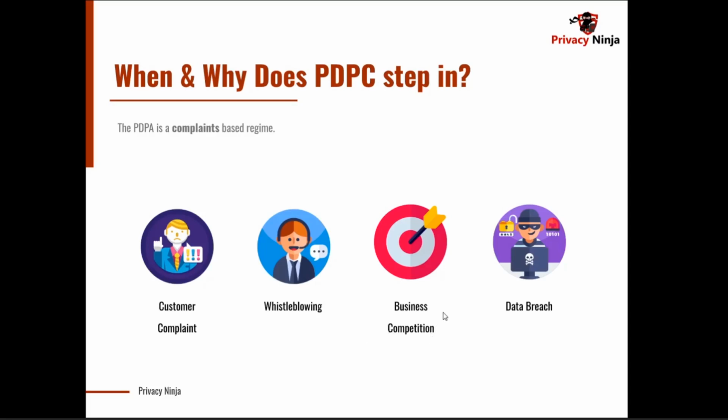Another possibility is business competition. Maybe one of your competitors has too much free time on their hands, and of course they want to take down all other competition, right? So one way would be to complain to PDPC. And what can they complain about? Maybe they can go to your corporate website's privacy policy and search for certain clauses that need to be publicly made available. If it's missing, they can make a complaint to PDPC to maybe try to get you into some trouble.